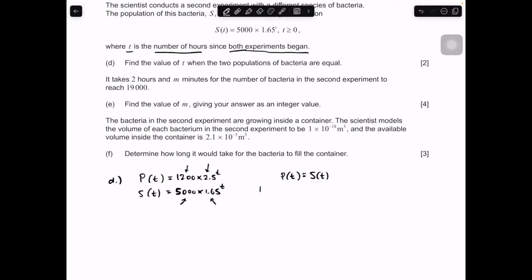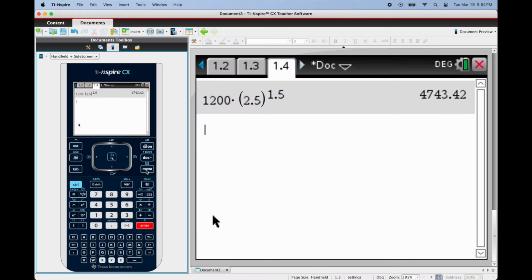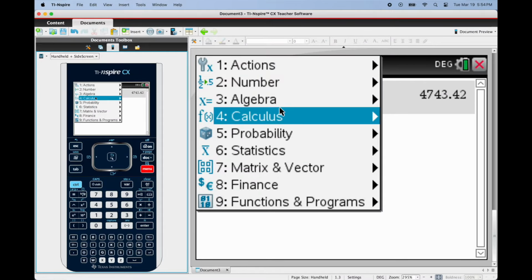Essentially we can set up an equation of 12,000 times 2.5 to the power of t. When does this equal 5,000 times 1.65 to the t? And we should be able to simply solve this for t. Sometimes exponential equations don't actually work too well. So let's go to the calculator and type this in. It's possible we may need to graph this, but let's actually just see.